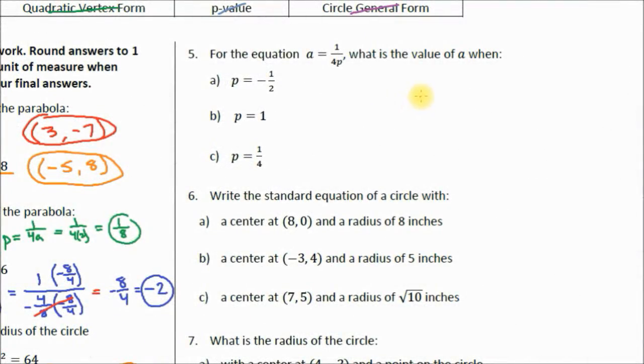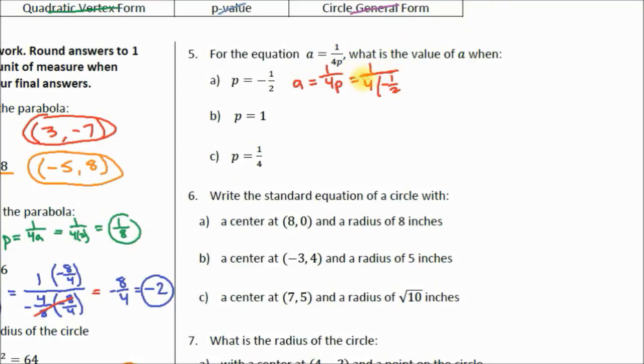We are up to question number 5 on the Unit 11 Test Review 1 worksheet. Number 5, for the equation a equals 1 over 4p, what is the value of a when p equals negative 1/2? All right, let's work this out. A is equal to 1 over 4p. Let's substitute the value of p, which is negative 1/2.